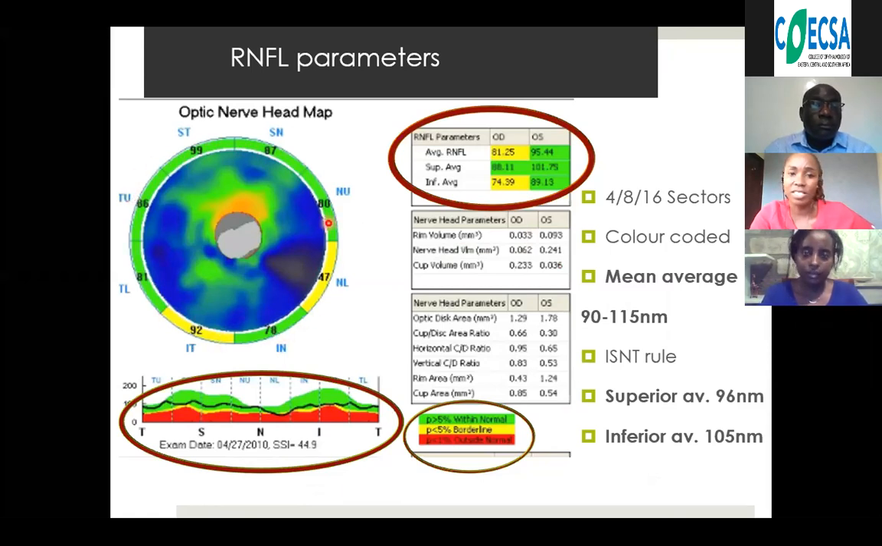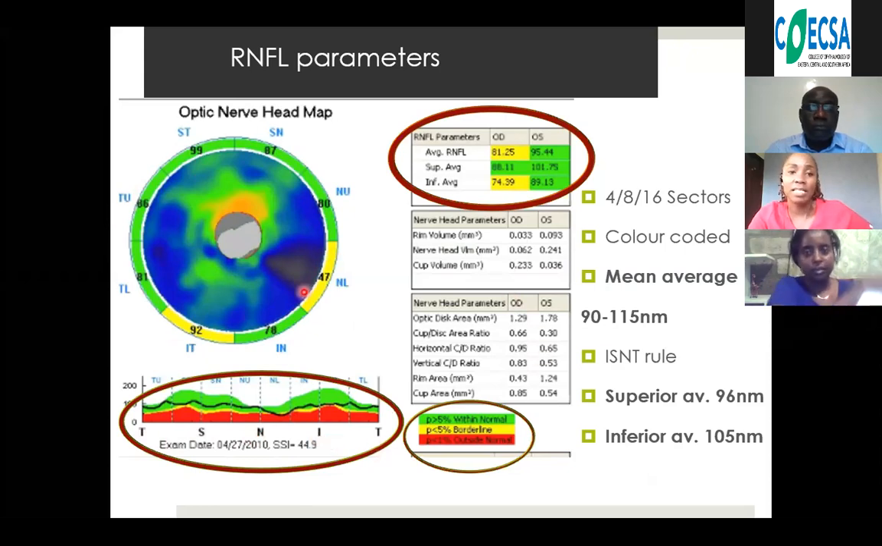This circle, usually I tell patients it's supposed to be green if it's normal. And the color code also indicates that if it's green, you're within normal limits. Yellow is borderline, and red, you're outside normal limits, and most likely you have a pathology. And as I said before, this graph down here represents the thickness that has been laid out flat. Still, as you can see, this is the temporal, superior, nasal, inferior, and temporal area.